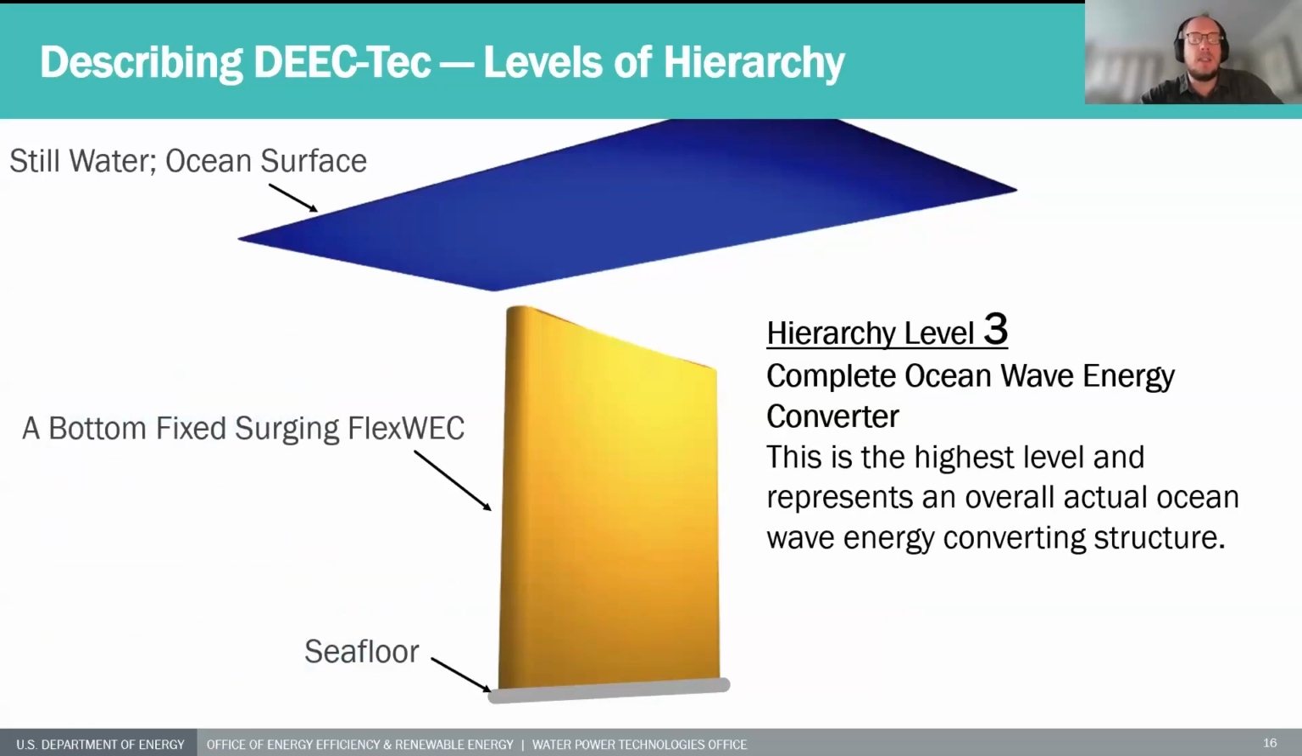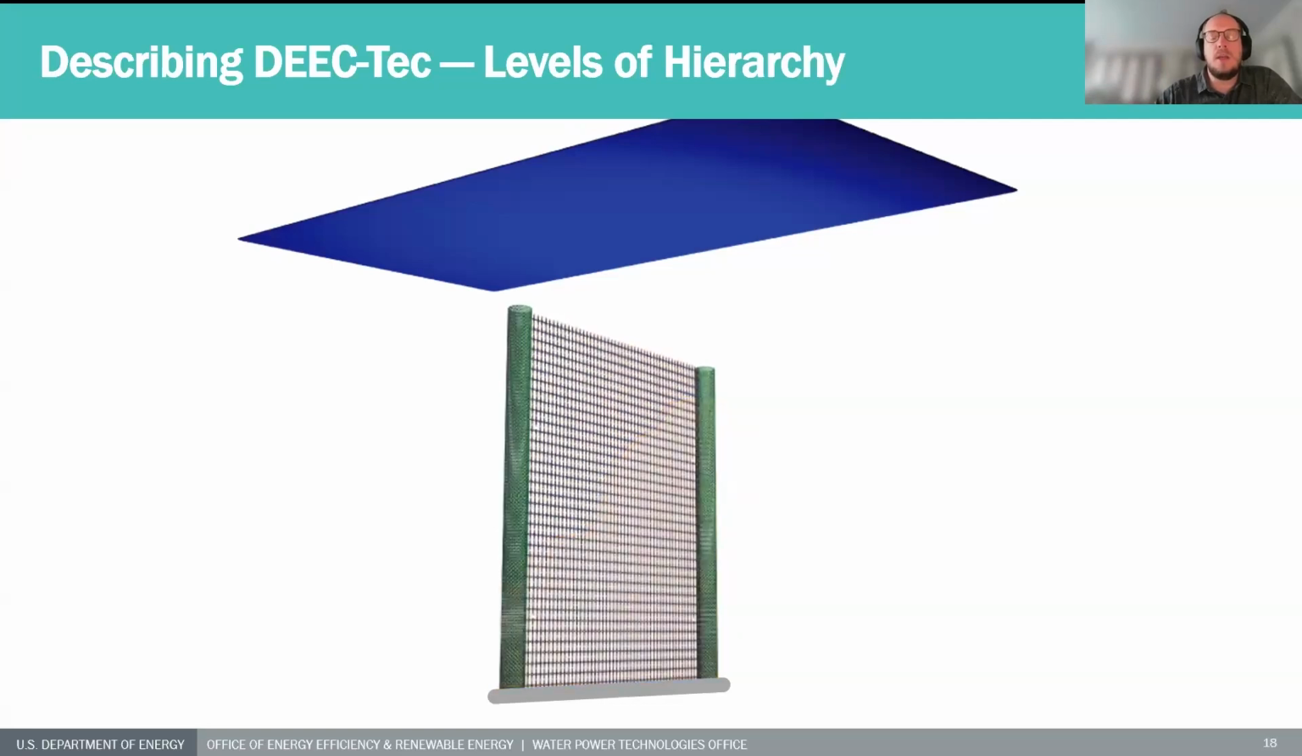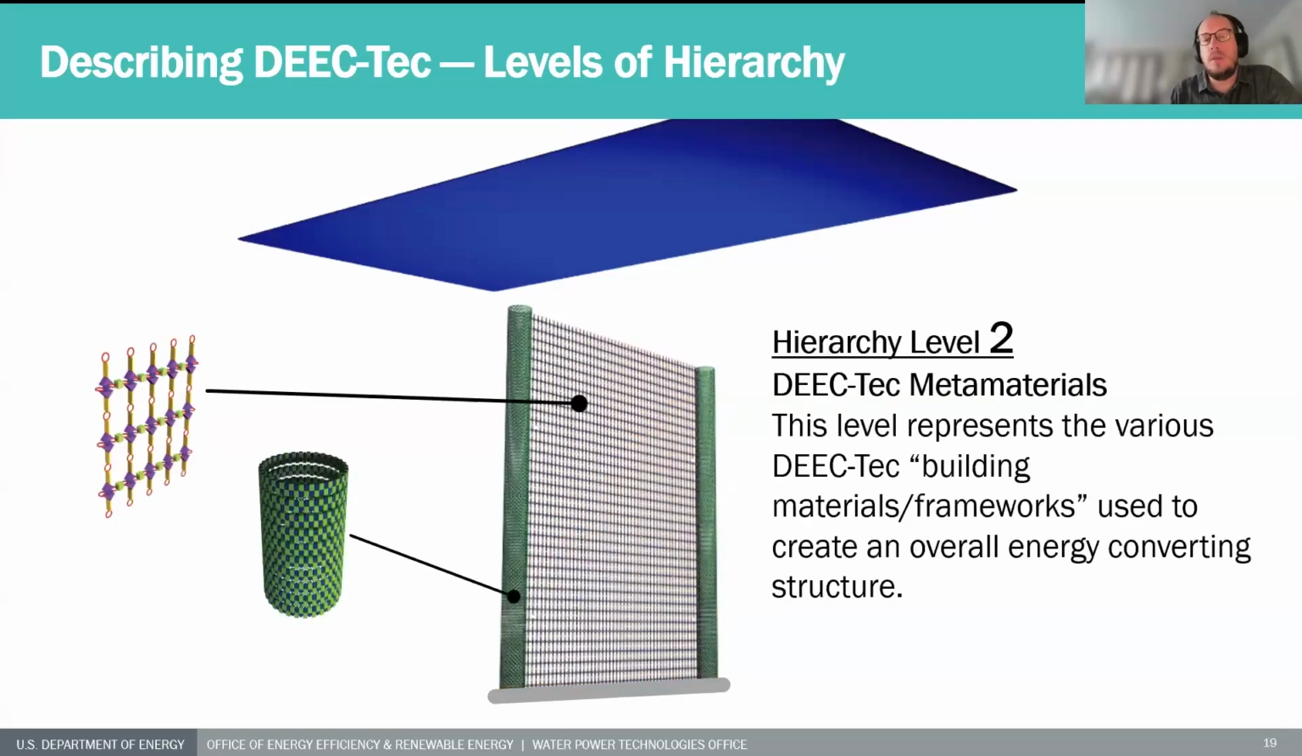At the very highest level of the DEEC-Tec hierarchy, we have a complete structure, a complete energy converting structure. In this case, the complete structure is an ocean wave energy converter, the bottom fixed surging FlexWEC. When we look inside what makes up this wave energy converter, we see internally that it's made up of 2 metamaterials in this particular case, which represents hierarchy level 2 of the world of DEEC-Tec.